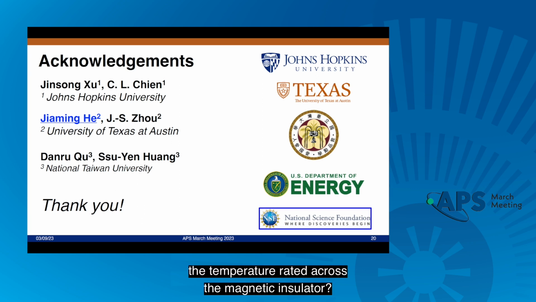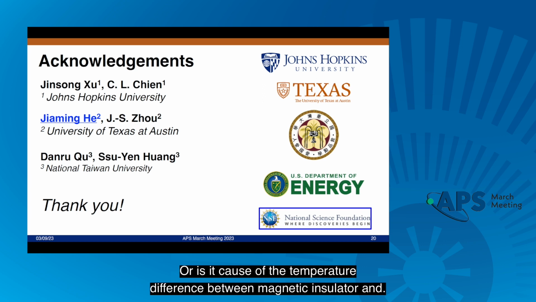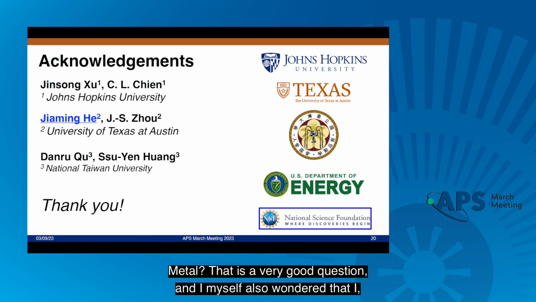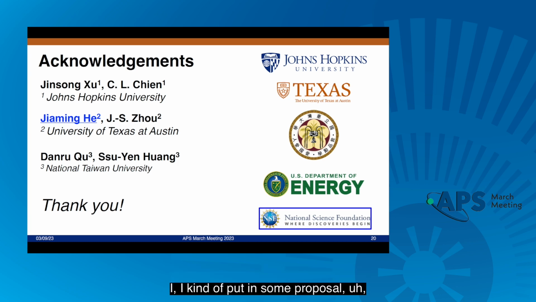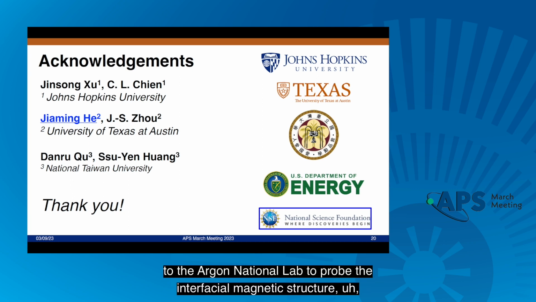Is the effect due to the temperature gradient across the magnetic insulator, or is it because of the temperature difference between the magnetic insulator and the metal? That is a very good question, and I myself also wonder that. I put in a proposal to the Argonne National Lab to probe the interfacial magnetic structure and see if it's any different from the bulk magnetic structure. And as you know, Argonne is shutting down in the coming April. So this is a planned experiment, and I hope I can find the answer in the future.